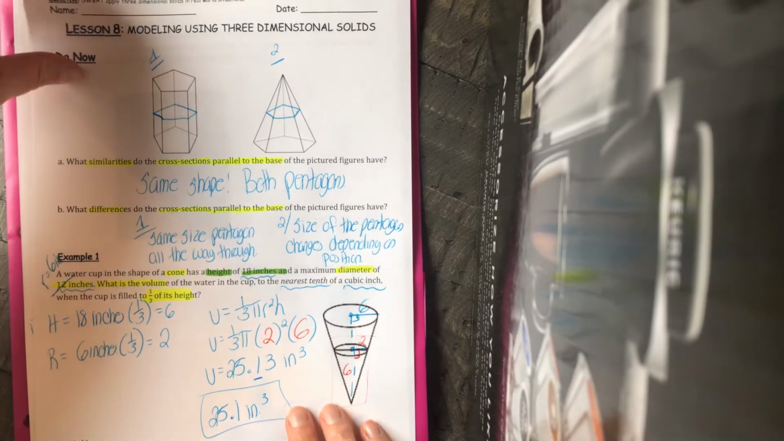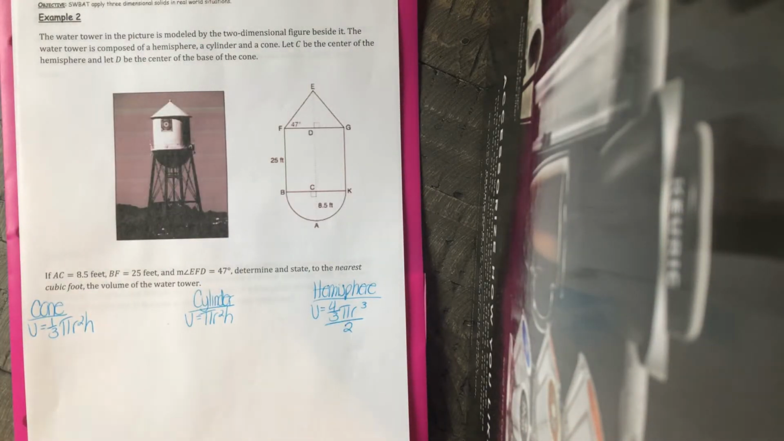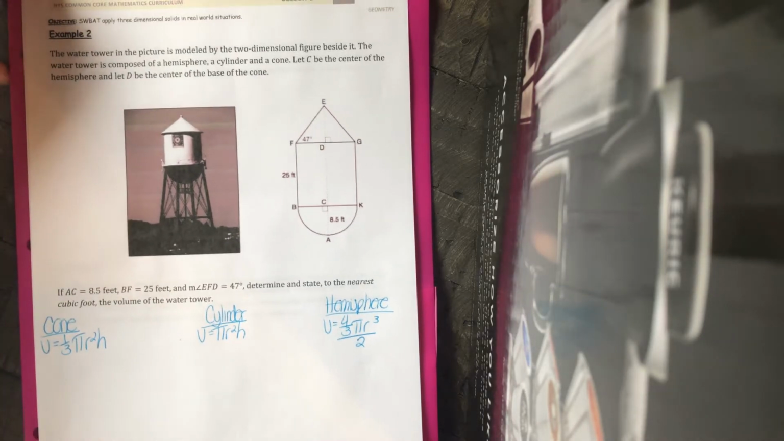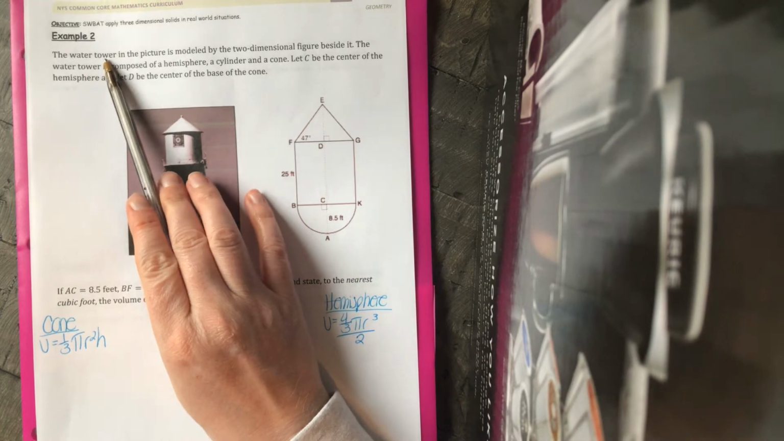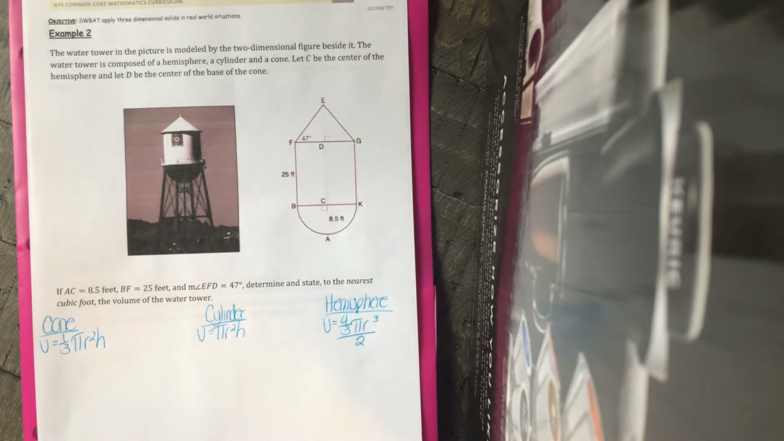Okay, moving on to this bad boy, example number 2. So as I read number 2, it says the water tower in the picture is modeled by the 2-dimensional figure beside it. So I know that a water tower is literally holding water, so that makes it a 3-dimensional shape, just like a bottle of water. It's 3-dimensional because it's holding some type of substance.